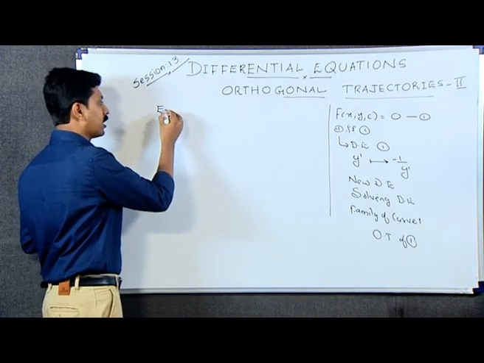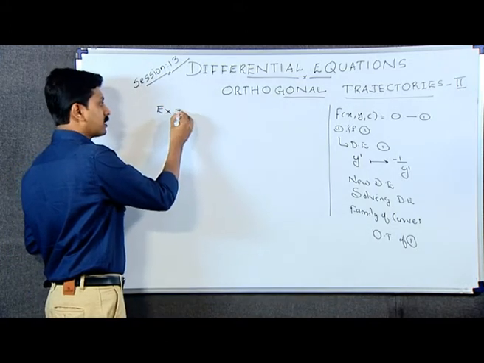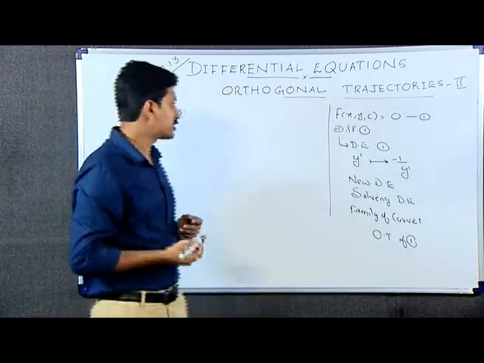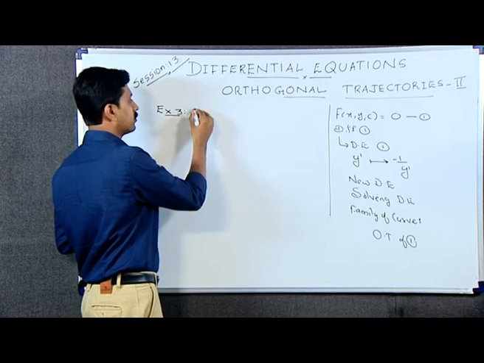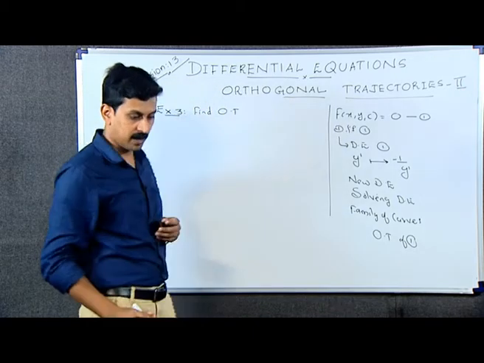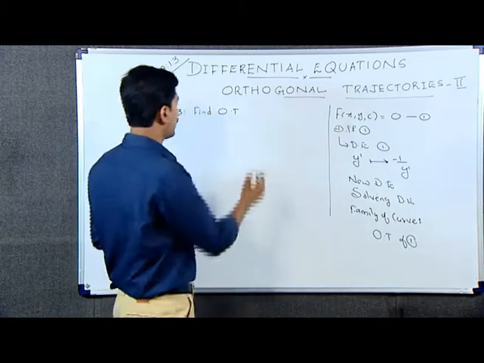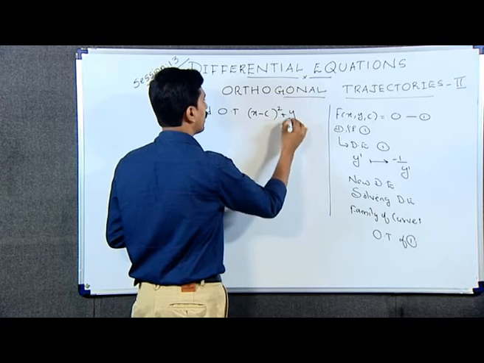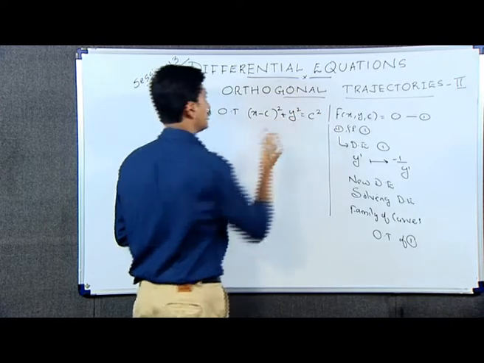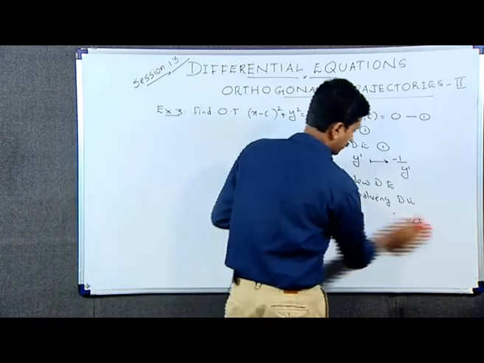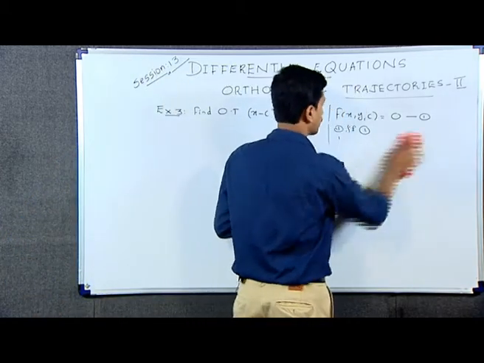I am inviting your attention to example 3 on orthogonal trajectories. Find the orthogonal trajectories of the family of curves (x minus c) whole square plus y square is equal to c square.